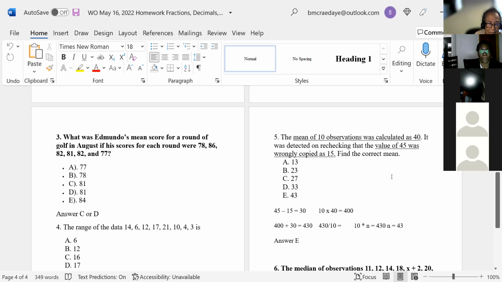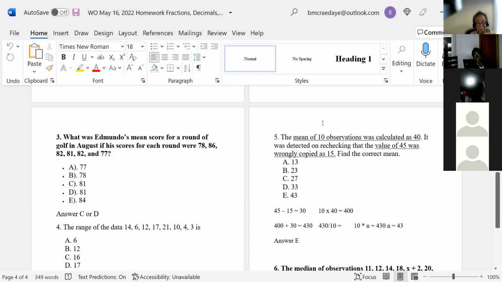When it says 10 observations, that's what we've been using for the total number of items, except here they said observation. So right in there you have to figure out what you divide by 10 to get 40. What do you divide by 10 to get 40? That's 400. This is a really tricky one.